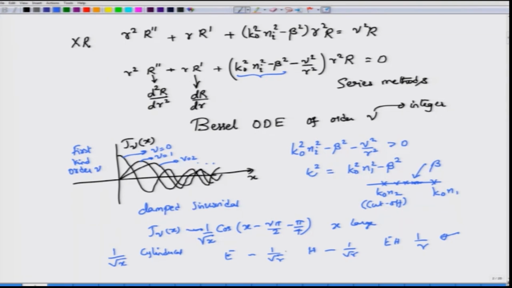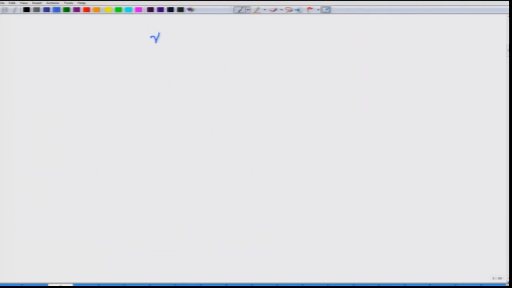In fiber optic literature, it is more common to call this kappa square as u square, but I have avoided that because I want you to constantly remember the significance of this kappa. And of course, since kappa has made its entrance, the next one to define will be gamma square, which is beta square minus k 0 square n 2 square, with the stipulation that gamma square be a positive quantity, which means that beta is greater than or at most equal to k 0 n 2. Okay. So, this gamma is the decay constant, as you have seen, and it describes the evanescent field moving away from the core.